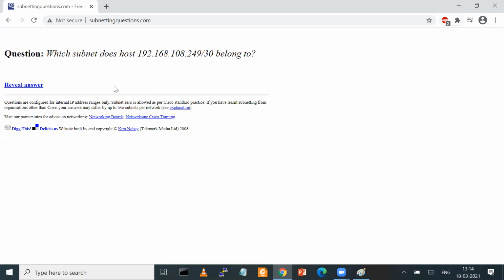There's one random IP which has subnet mask /30, and we have to calculate the network ID for this IP. So you all have to solve it. 248. So 192.168.108.248. Just share your answer in the chat box.